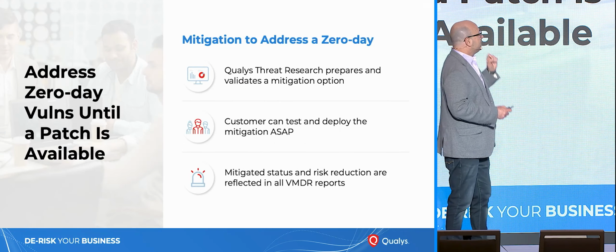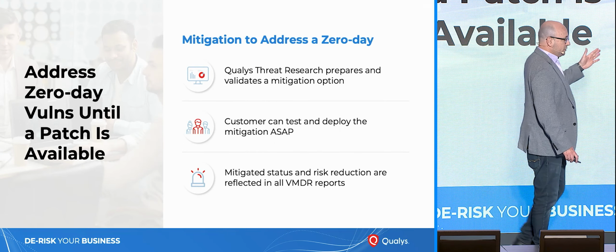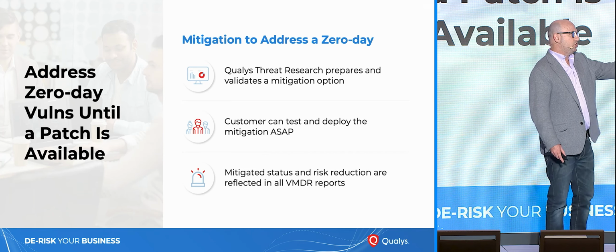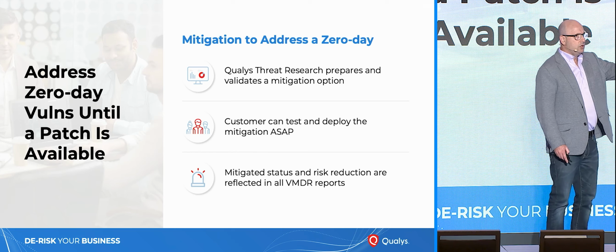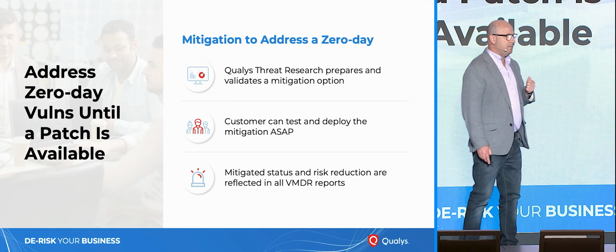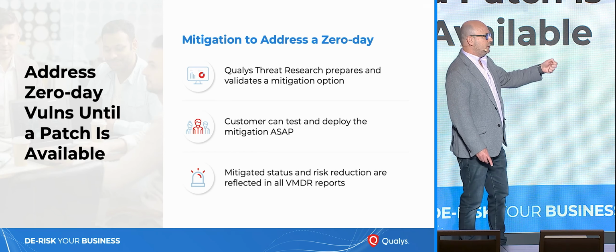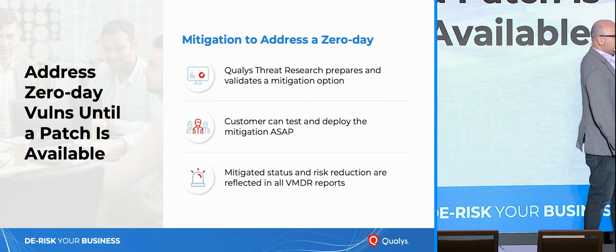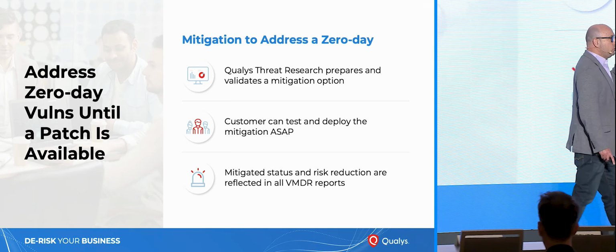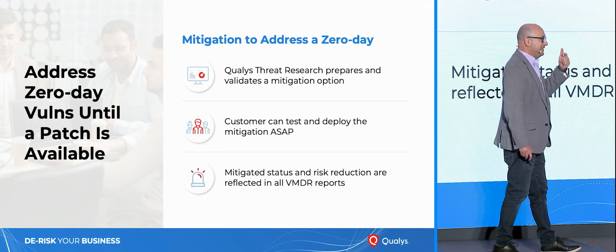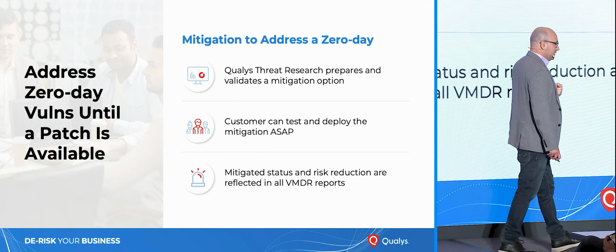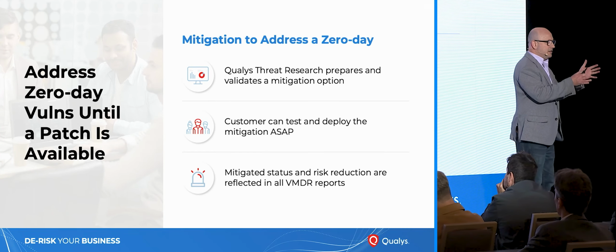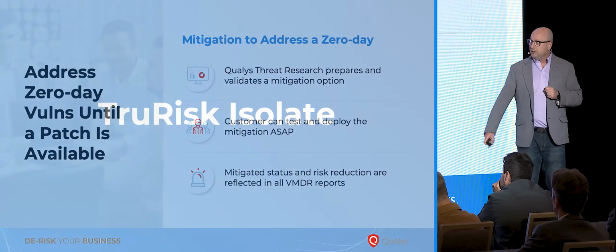Last but not least, 0 days. When a 0 day is released, in many cases, there's no patch. We will share with you a script or whatever you need to do to reduce the risk of the 0 day until the patch is there. Once the patch is there, you can still use us to deploy it. So 3 things. Fix vulnerabilities without a patch. Help you with vulnerabilities that you do not want to deploy the patch for, so provide mitigations. And address 0 days. That's what we call TrueRisk Mitigate. You can buy it as a standalone, or it's part of this big TrueRisk Eliminate.